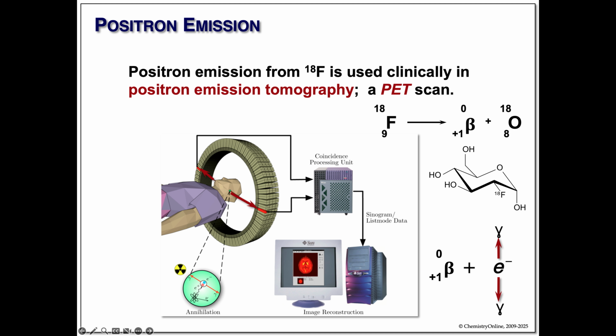The computer recognizes that we had a hit here and a hit here at the same time. It remembers the point. Another one happens, and another one. And eventually the computer has enough data to map where they're coming from. And that is a tomography.